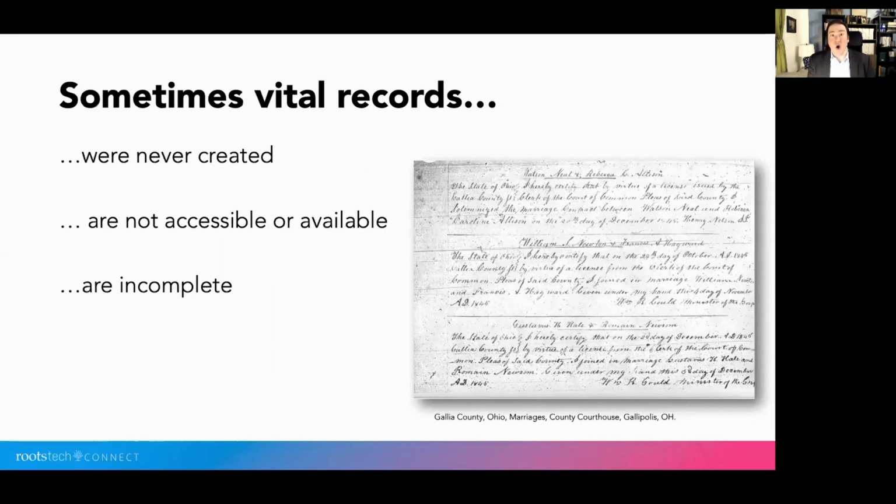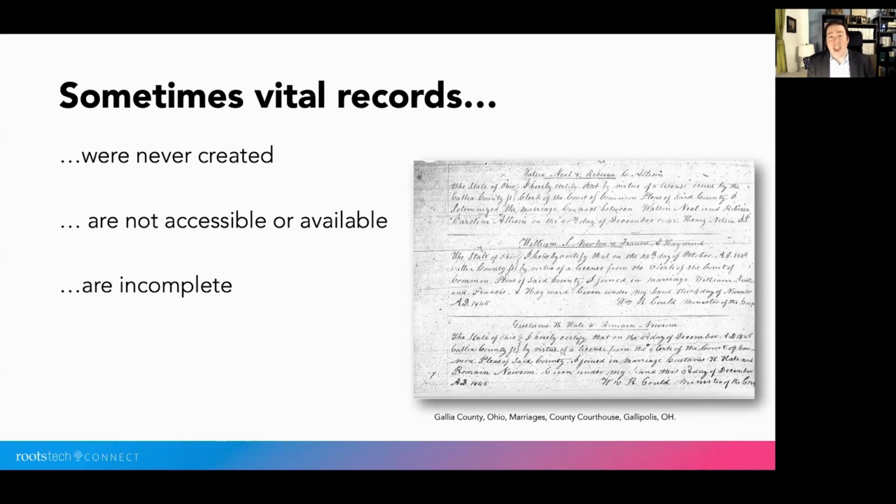Don't panic, it's all going to be okay. Sometimes the records themselves were never created. Sometimes they were created late. Sometimes they might be inaccessible. Sometimes they might be unavailable because they were destroyed. Sometimes the records themselves are incomplete. For a father's name, we see "don't know" written rather than the actual name of someone's father. Sometimes people just have to guess when they're filling out a certificate.